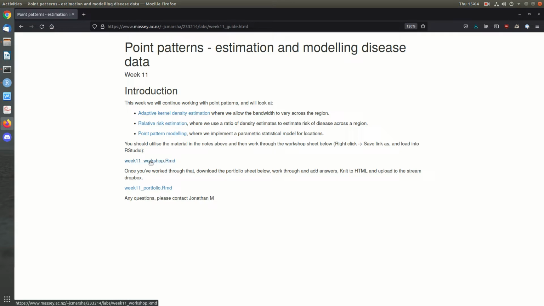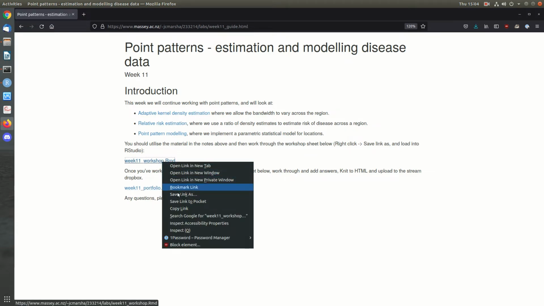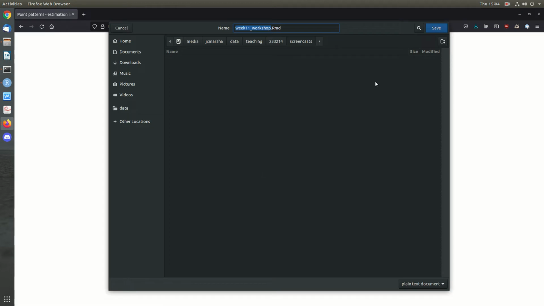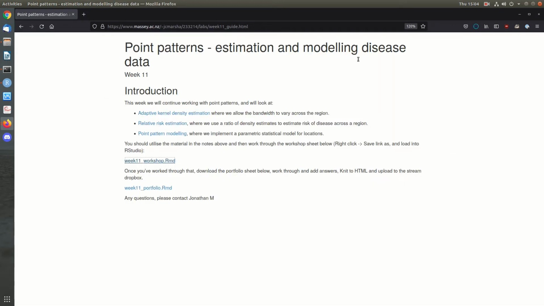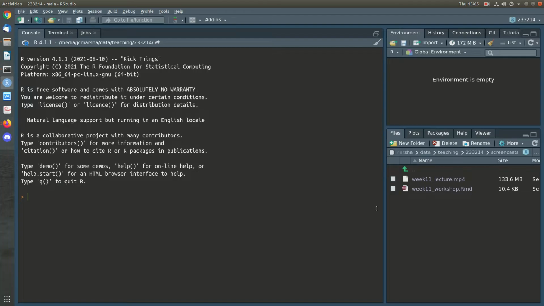The bit you need to hand in is the portfolio bit, but of course you need to work through the workshop first in order to know what you're doing. I'm going to save it somewhere where I remember where it is, and then we can load it up in RStudio.